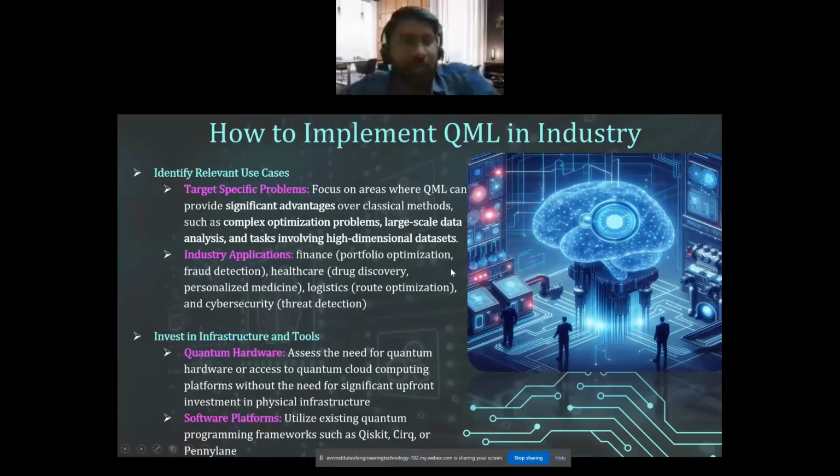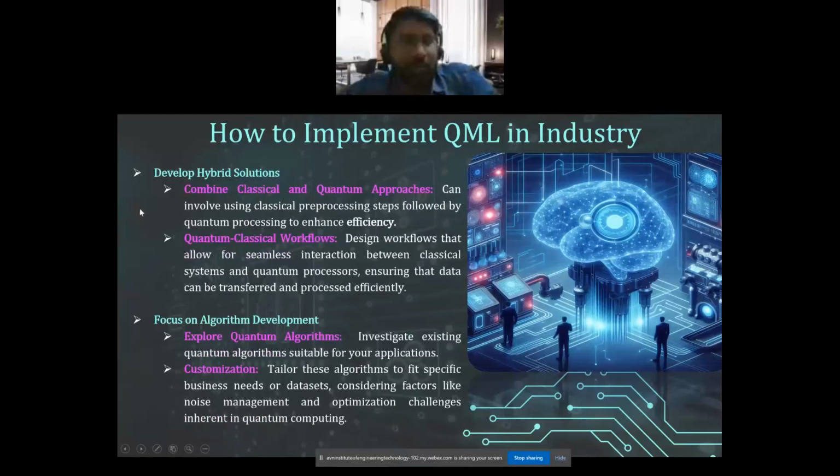Next, one additional thing: we'll develop hybrid solutions. As we discussed, we see what the advantages are if we have both classical and quantum computing. We can slowly migrate between classical and quantum, and we can split the different tasks, deciding which will do what. Those kinds of approaches will help initially to implement quantum machine learning in the industry.